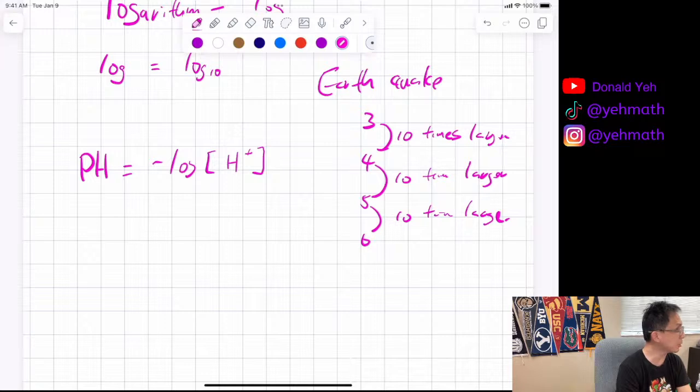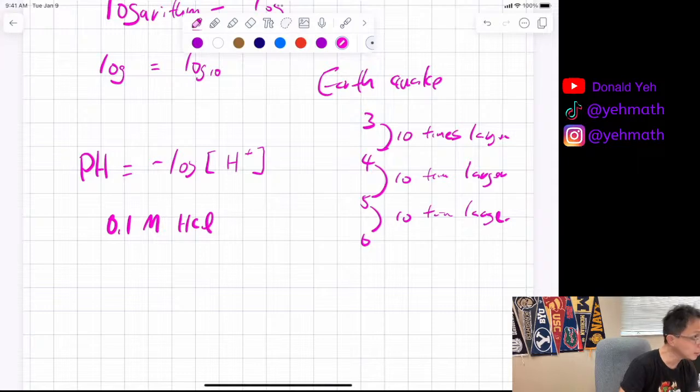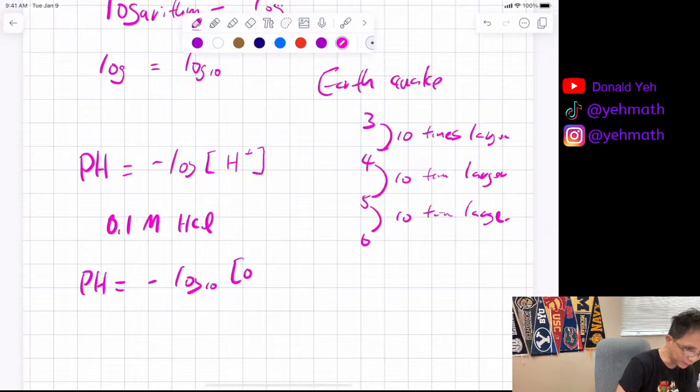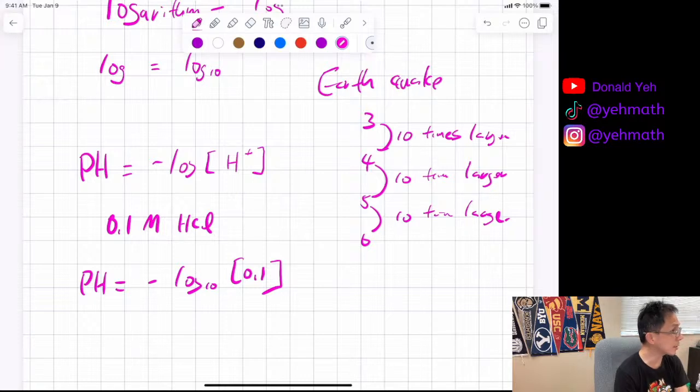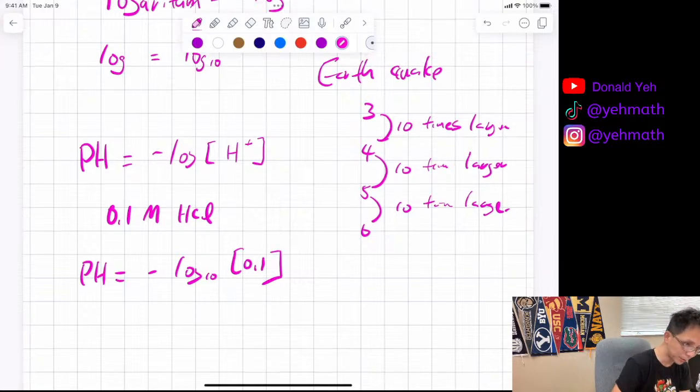So if I have 0.1 molar of HCl, that's the concentration. So you can say pH equals negative log base 10 of 0.1, because HCl is a very strong acid. If you put your hand in there, your hand will turn black and it will just crawl away. That's why you always wear protective gear.